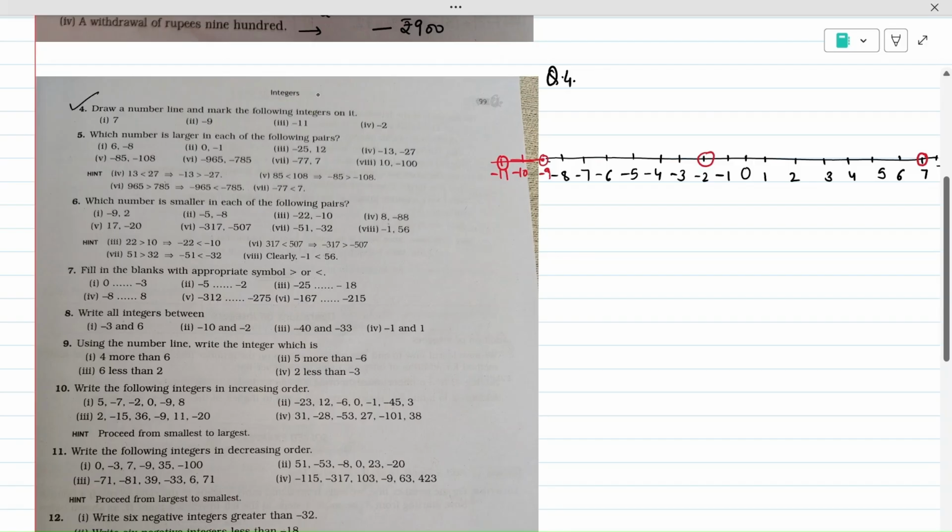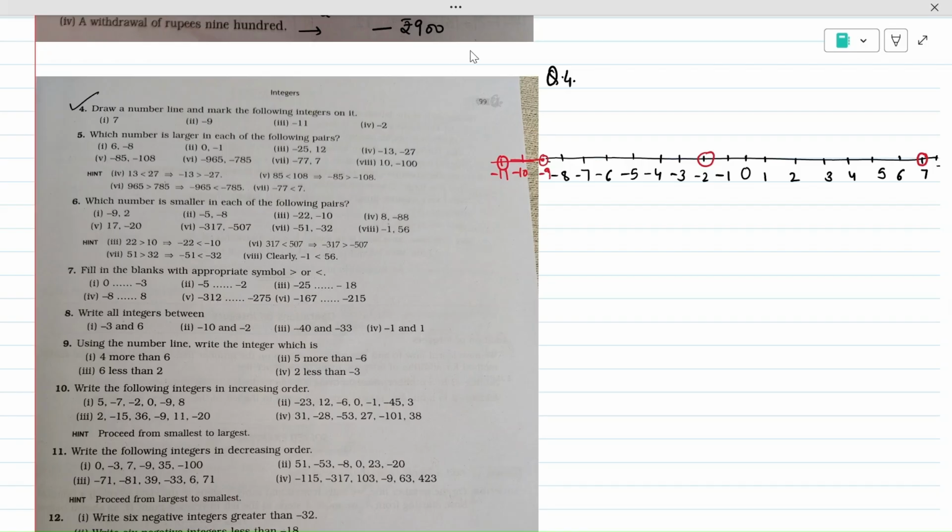Which number is larger in the following pairs? Okay, so let's do the first part first. See kids, we have learned this, that if we are given two numbers where one number is positive and the other number is negative, then the negative number will always be smaller than the positive number, right? So minus 8 is smaller than 6 here.